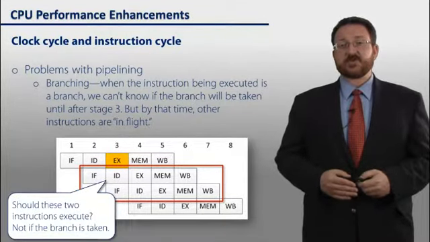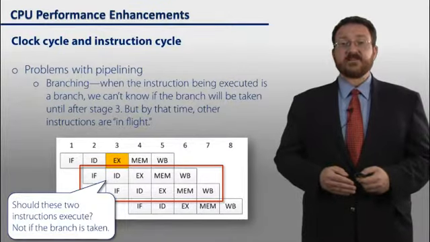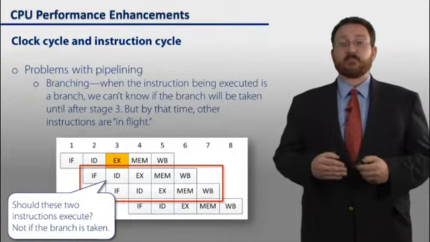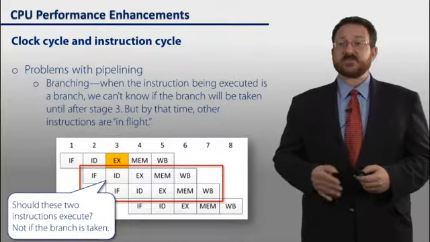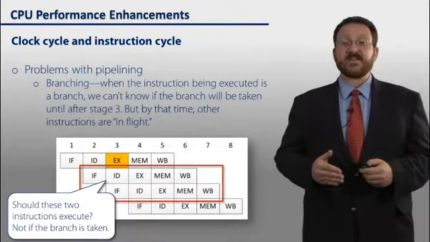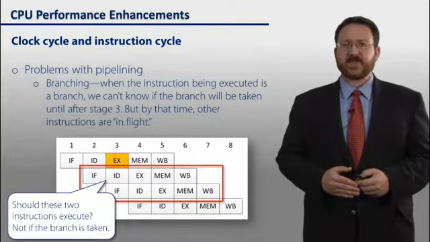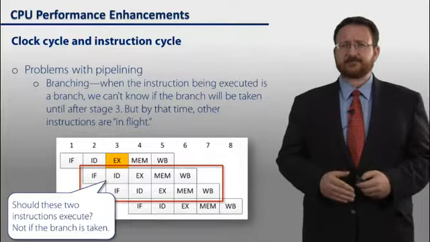If the first instruction reaches stage 3, the execute phase, and we determine that we're going to branch, the other two instructions have already entered the pipeline. They're already in flight, as we would say. So how do we fix this problem?